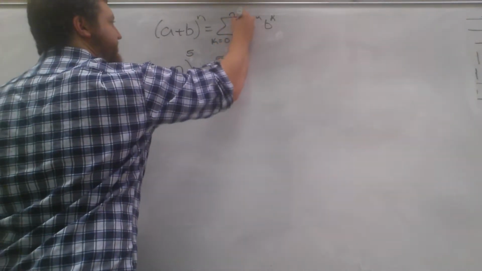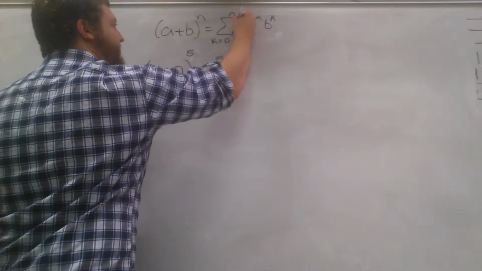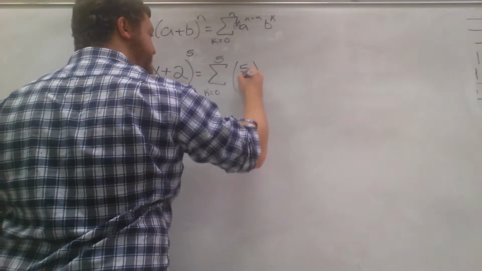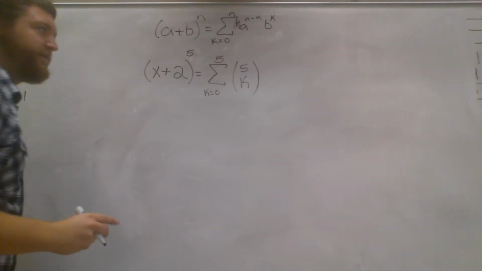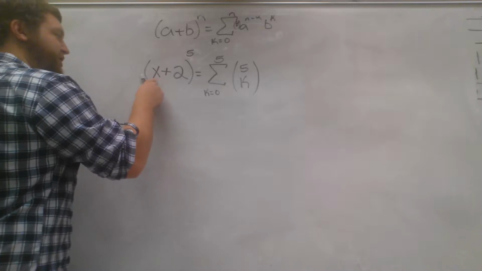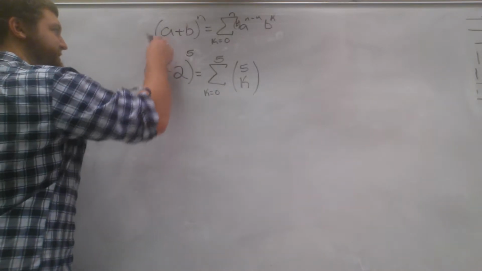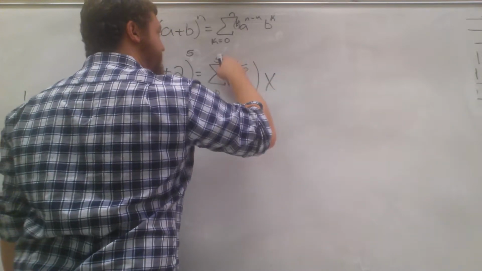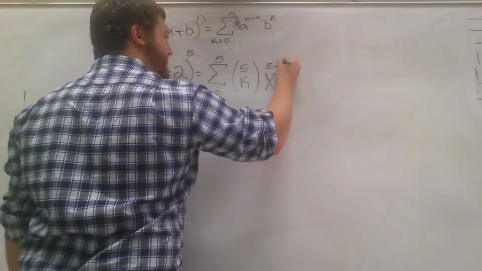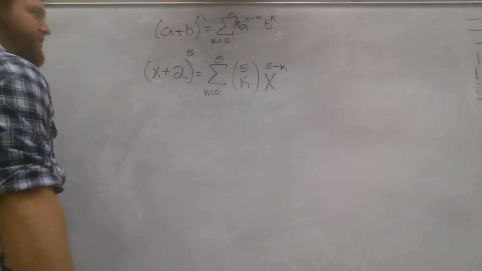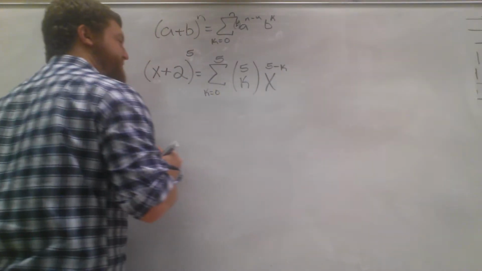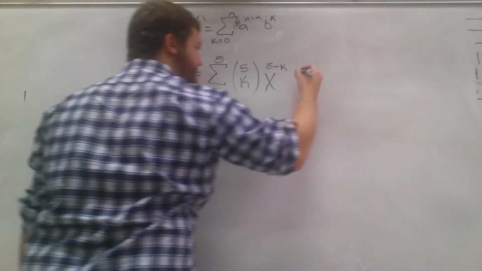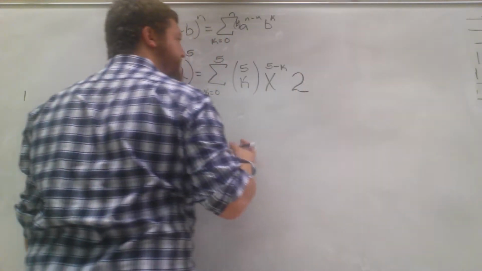I forgot my little parenthesis here. It's n over k, so my n is 5 over k. We don't know what our k is yet; we're going to get there. Then my first variable, my a, is x, so that goes here: x to the n minus k. n once again is 5, so 5 minus k. All I'm doing is replacing it with the stuff I know. What's my b in this problem? b must be 2, so 2 raised to the k power.